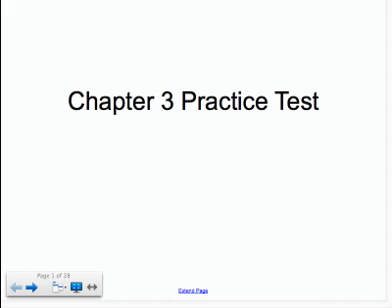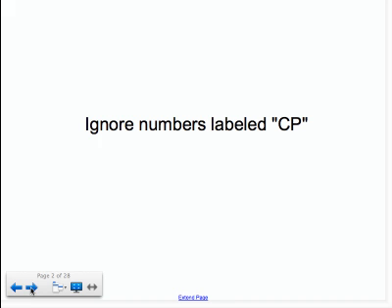This is the walkthrough for the Chapter 3 practice test. If you're in honors, as we go through the test, ignore any numbers on the questions that are labeled CP.